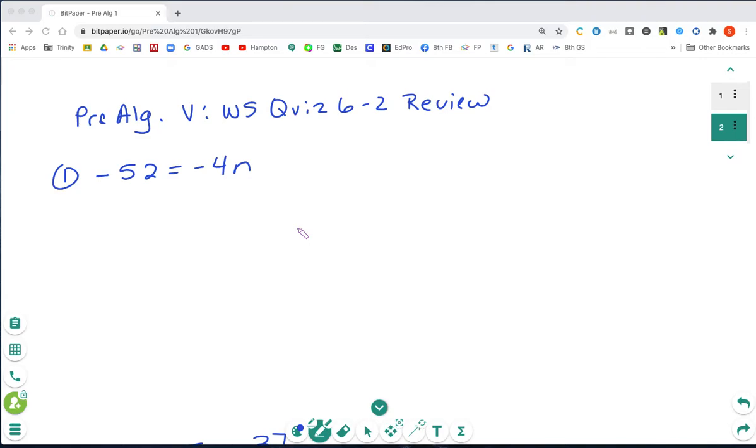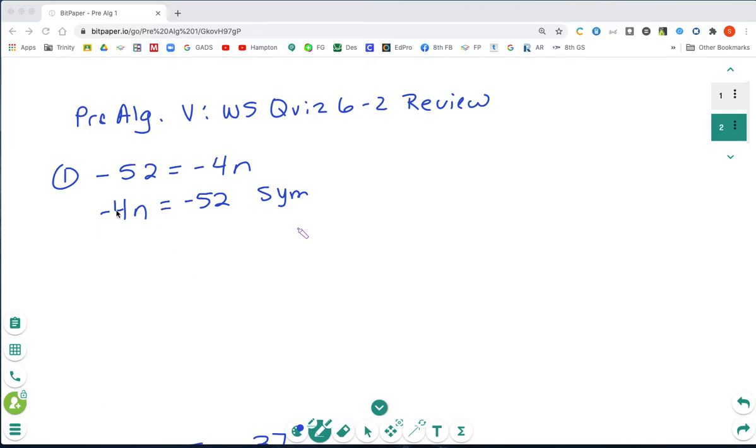All right, we're going to review for the quiz over chapter 6.2. First question that we ask is, is the variable on the left? It's not, so we're going to do symmetrical. Negative 4n is equal to negative 52, and we use the symmetrical property. Is the variable alone? It's not.